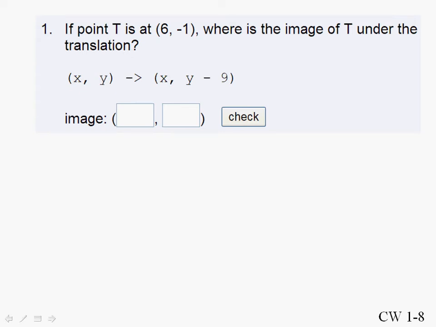These are example problems for classwork 1-8. Number 1 says if point T is at 6, -1, where is the image of T under the translation?